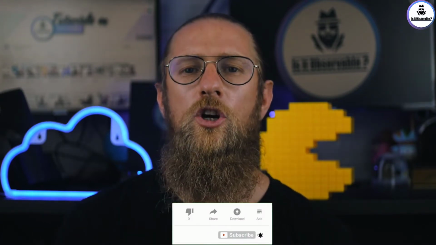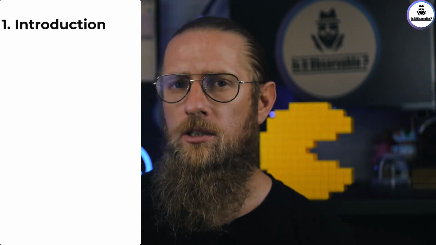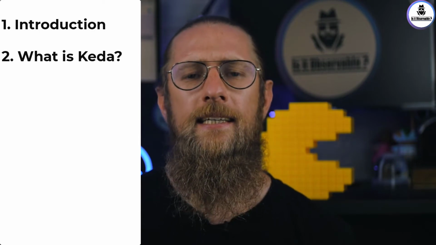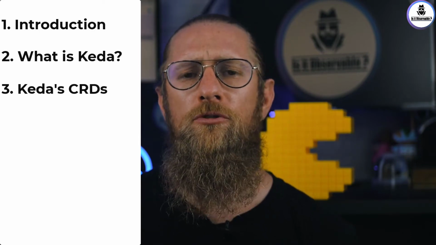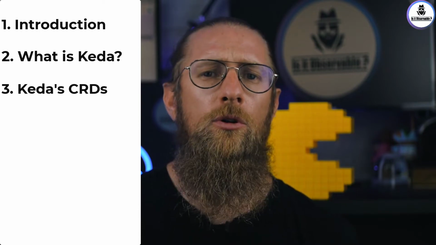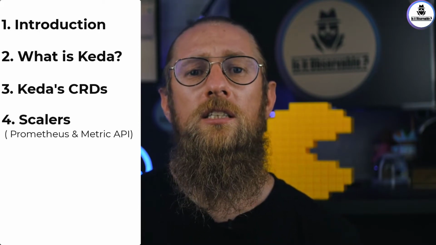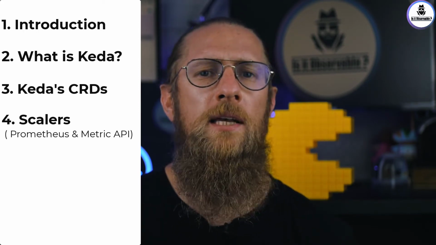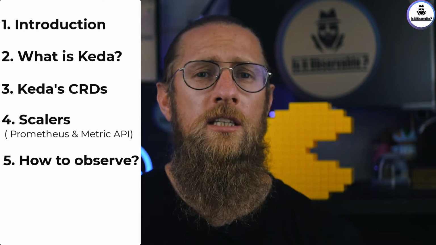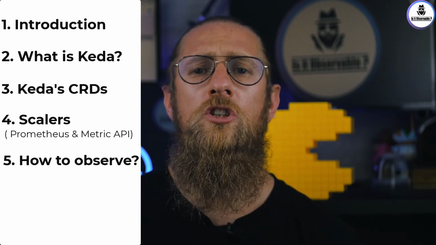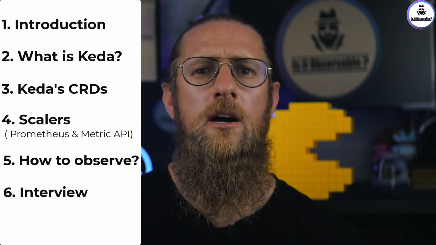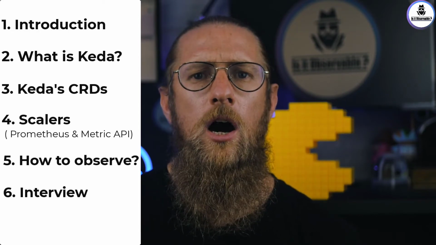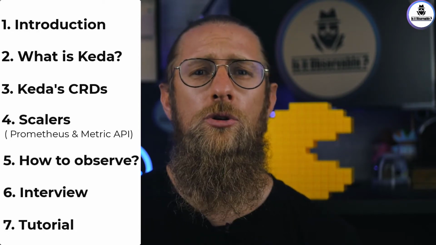So let's see what you're going to learn out of this episode. We will start with an introduction, then we will look at what is Keda, and we will describe the various CRDs provided by Keda. We will look at two distinct scalers, the Prometheus and the metric API. We will explain how we could collect metrics and events from Keda, and we will do a small interview with one of the maintainers of the Keda project, Zbyněk Roubalík. And last, like usual, we will jump into a tutorial.